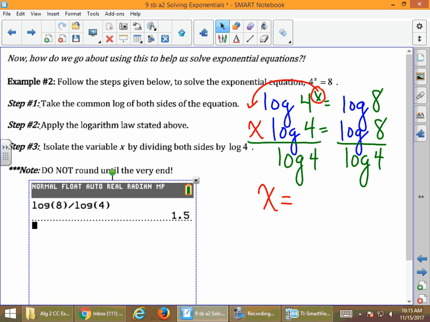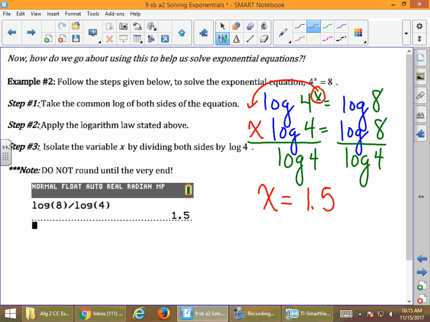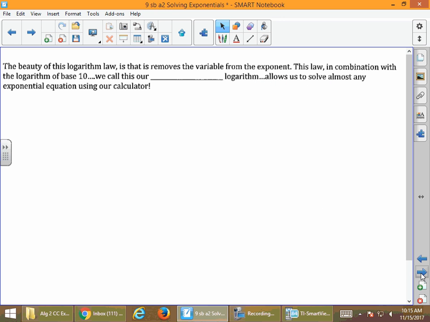Now it says down here at the bottom, do not round until the very end. Well, in this one, we don't have to worry about that, but we are going to get into problems where we do need to round. And we've talked about that in our past notes, so hopefully we can continue to apply that. I am going to be referring back to these steps over and over today, just so you can be aware. The beauty of this logarithm law is that it removes the variable from the exponent. And that's the hard part of this problem, is the variable in the exponent. But this law, in combination with the logarithm of base 10, which is called our common logarithm, allows us to solve almost any exponential equation, especially if we have a calculator. If we don't have a calculator, we're not going to be able to find the answers to these problems.